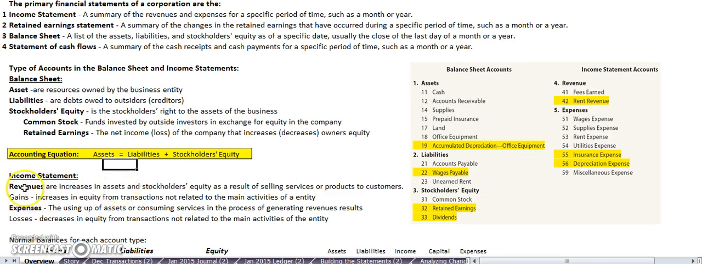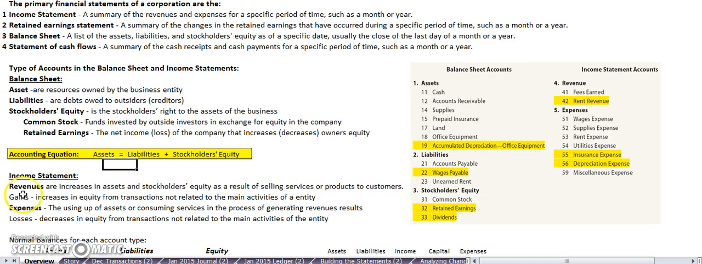Okay. So for the income statement, we have accounts that relate to revenues, which are officially defined as increases in assets and stockholders' equity as a result of selling services or products to customers. So what does that mean? Well, the simple definition is a revenue is when you sell the product or service to a customer and you get paid for it, usually in the form of cash, right? So that's a revenue account.